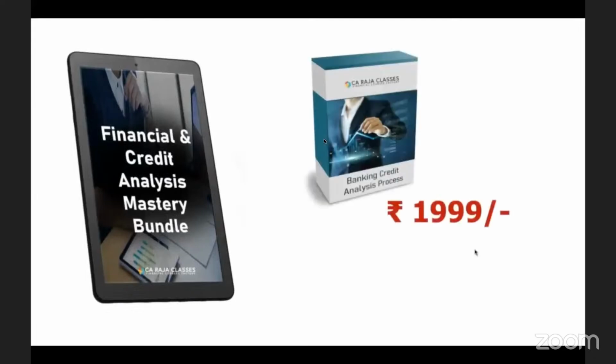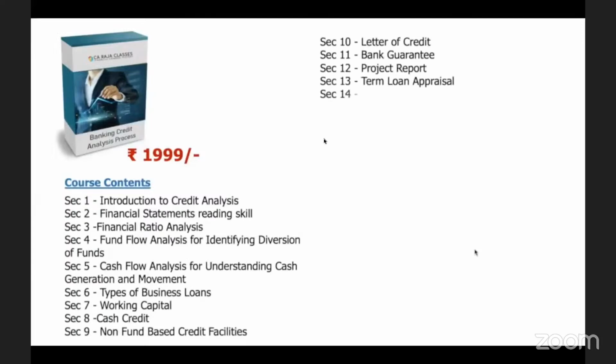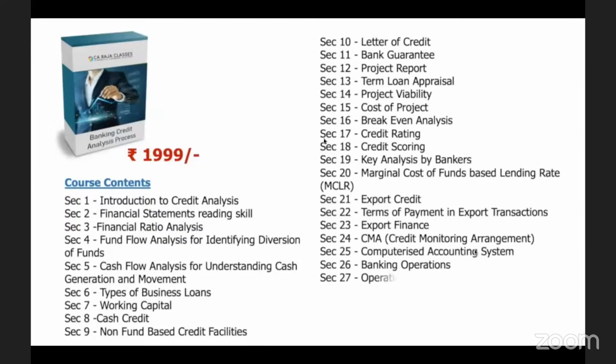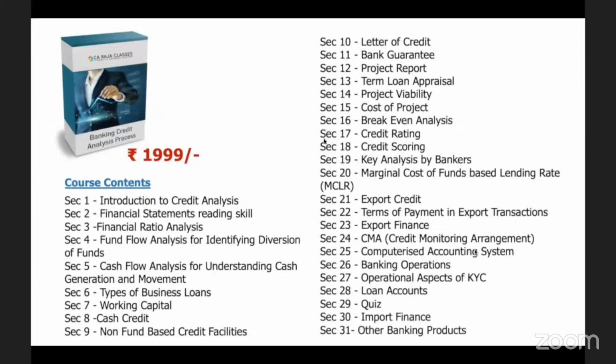To start with, we have course number 1, our bestseller course, Banking Credit Analysis Process. By taking this course, you will get a complete picture of the banking credit analysis process, starting with credit analysis, financial analysis, ratios, cash flows, fund flows, working capital, term loan, and so on. It's basically 30 plus sections, 200 plus lectures. This is one of our best selling courses and it's included in this package.